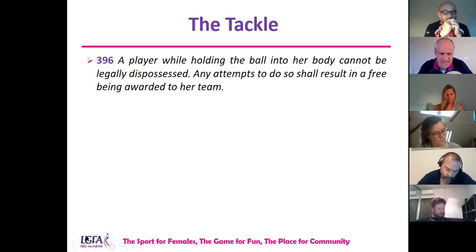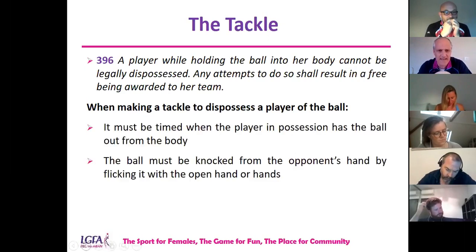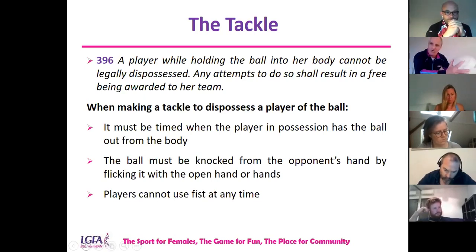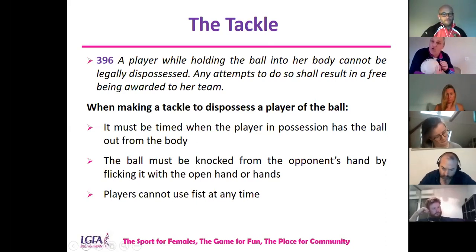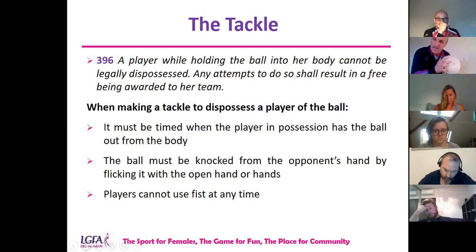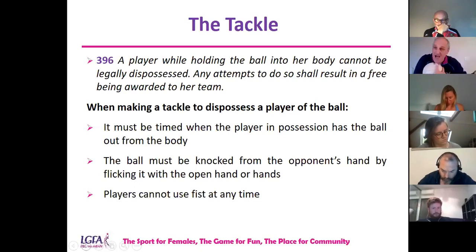When I'm talking about tackling, we're really saying that when you're dispossessing the ball, it must be timed. When the ball is out of the body, you can tackle, but when the ball is in the body, you can't put a hand in. You can tackle when the ball is out of the body, when you're bouncing or soloing. The ball must be knocked away by one hand or two hands, and you cannot use the fist. And the most important thing, when the ball is in the body, you cannot be tackled.